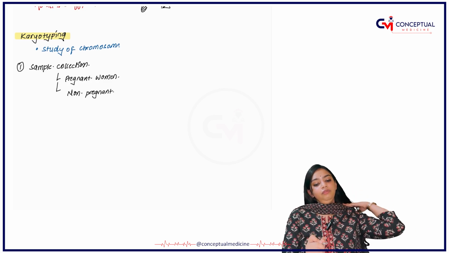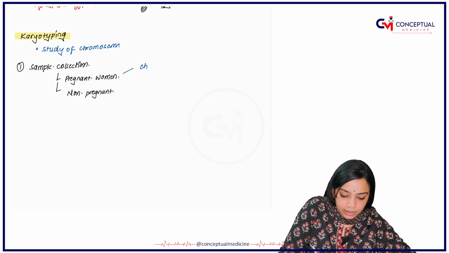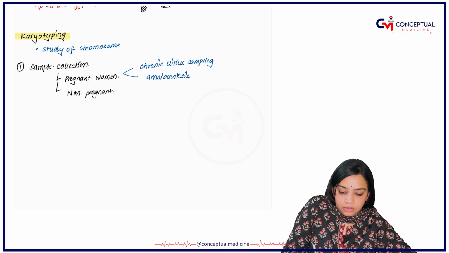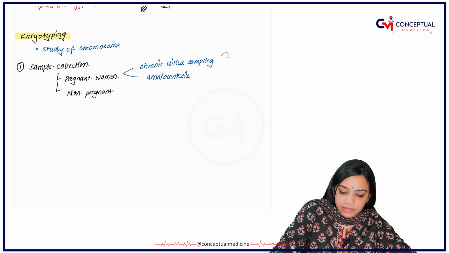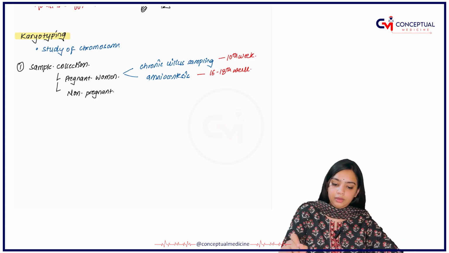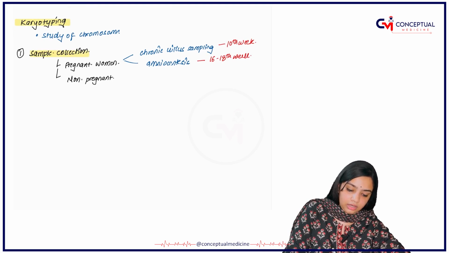For the pregnant woman, you basically have two types. Either you can do the chorionic villus sampling or you can do the amniocentesis. Chorionic villus sampling is basically done at the 10th week. Amniocentesis is done in between the 16th to 18th week. And they are done antenatally, and you will study more when you are studying your obstetrics and gynecology.